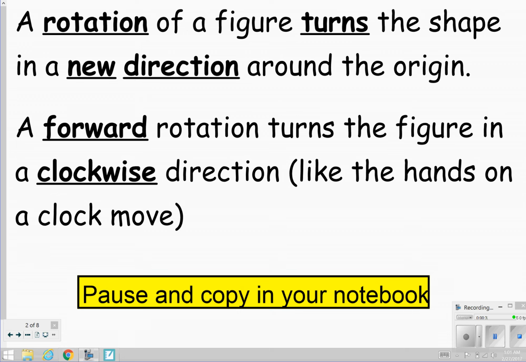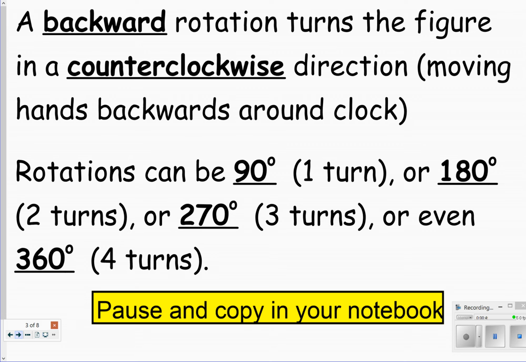If it's a forward rotation, it turns the figure in a clockwise direction, just like the hands of a clock would move. Pause the video and copy this information into your notebook. All right. Well, if it's a backward turn, if it turns it in the opposite direction going backwards, that's a counterclockwise direction, which is like moving the hands backward against the clock.